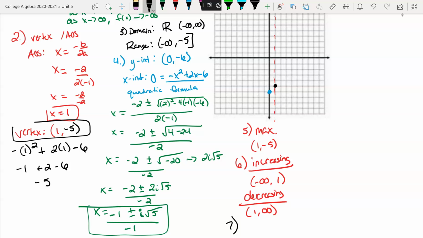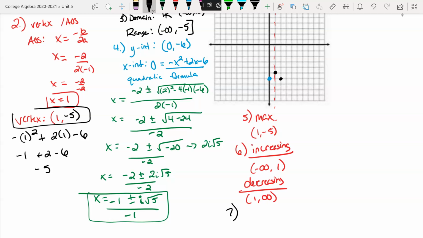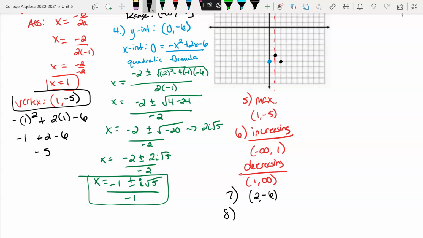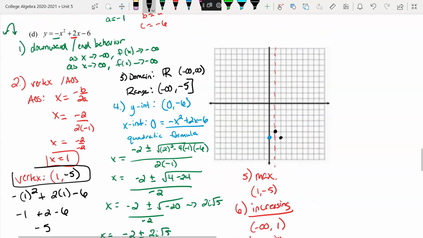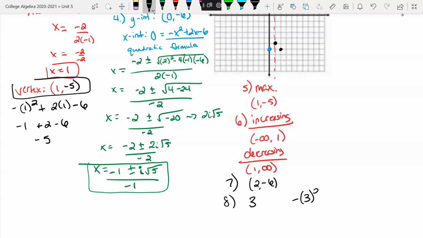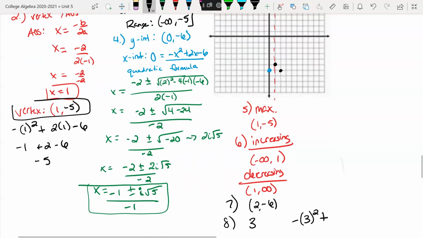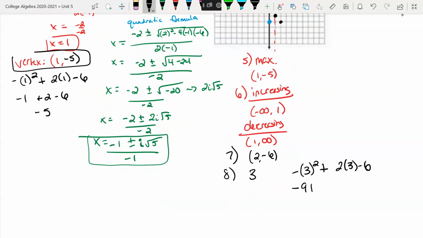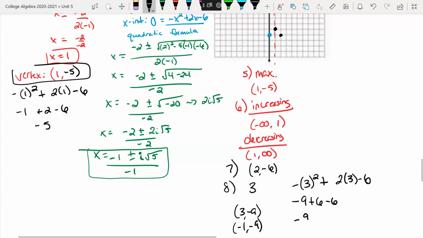Now, step 7, I got to find 2 other points that aren't intercepts. Well, one point's pretty easy because I already found the y-intercept, but remember I can mirror it on the other side of the axis of symmetry. So that's going to be 2, negative 6. So then I just need to plug in a number to solve. I'm going to plug in 3. So I'm going to say negative 3 squared plus 2 times 3 minus 6. So I'm going to get negative 9 plus 6 minus 6, so it ends up being negative 9. So 3, negative 9. And if you use the axis of symmetry, it's going to be negative 1, negative 9 as well.